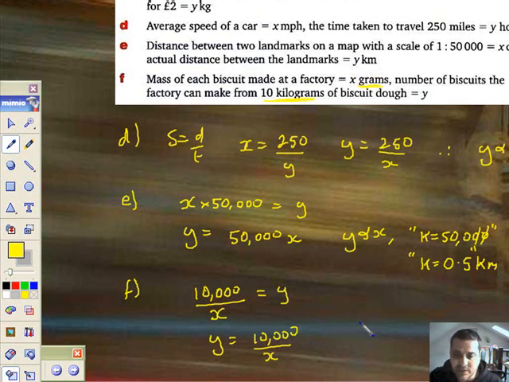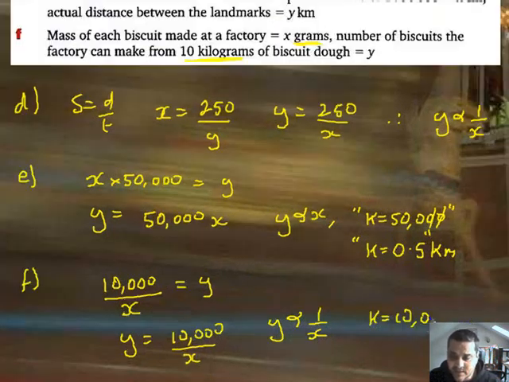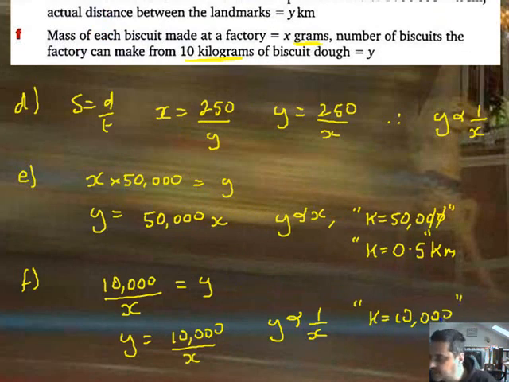So I can see I've got an inverse proportion here. y is inversely proportional to x, and my k value is going to be 10,000. Alright? I'll pause that and get back to you for the next question.